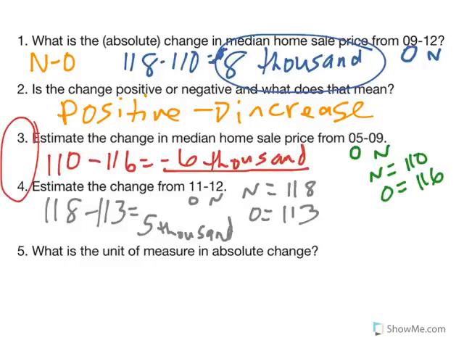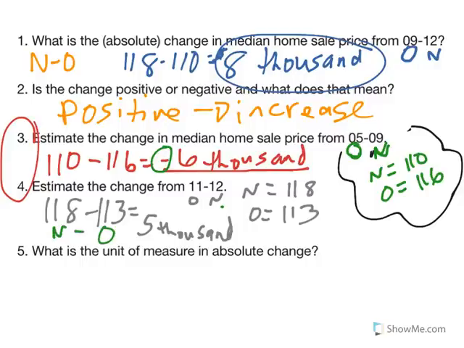All right, in number 3, the biggest thing is to identify your old and new. So, 2009 is most recent, so that's new, and that's 110. 2005 was the longest ago, so it's 116. When I take new minus old, I get 110 minus 116, which is a negative 6,000. In number 4, from 11 to 12, 12 is most recent, so it's new. So I would take 118, because new minus old, 118 minus 113 gives me a positive 5,000. So in number 3, we have a decrease, and in number 4, we have an increase.